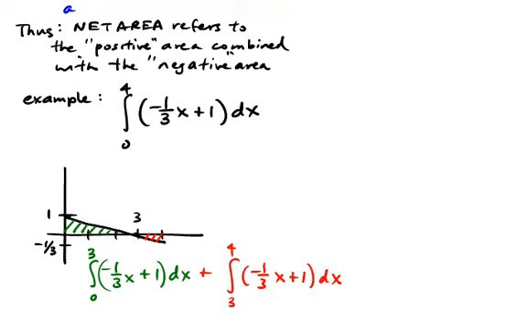It turns out, using a property of integrals, that these two integrals add up to simply make the integral from 0 to 4 of negative 1/3 x plus 1 dx. So therefore, just taking the integral in and of itself will give you the net area.